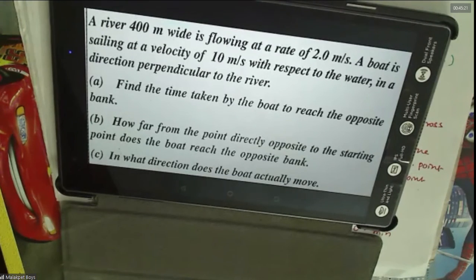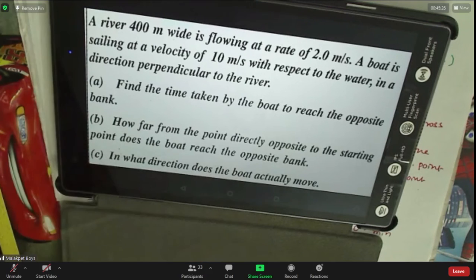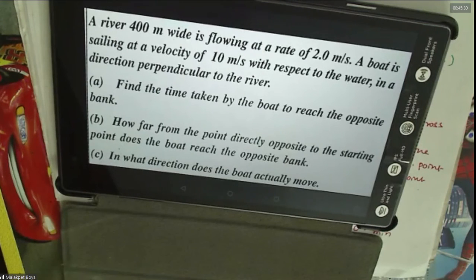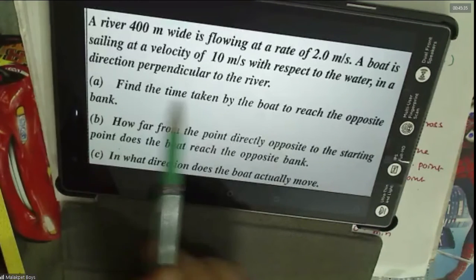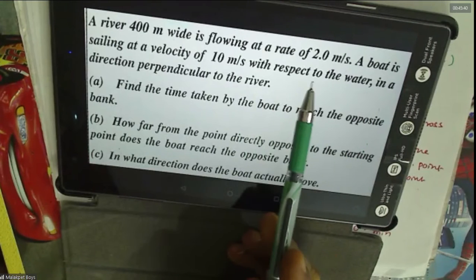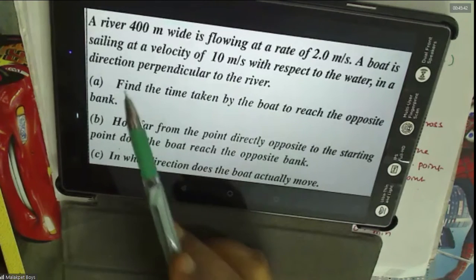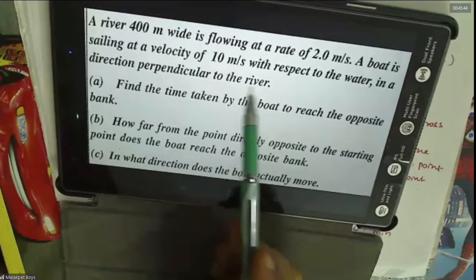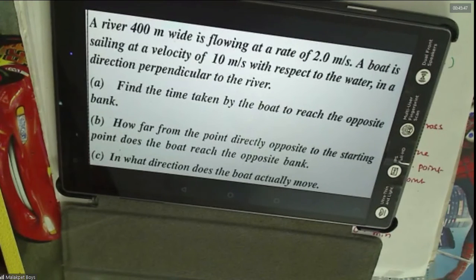Those who completed reading this can solve the problem. Everything is given. He is asking the minimum time taken by the boat to reach the opposite bank. He is crossing in a direction perpendicular to the river, at 10 meters per second with respect to water. That means the velocity of man with respect to water is directed perpendicular to the river. That means what is theta? 0 only, no? Substitute the data and get that.